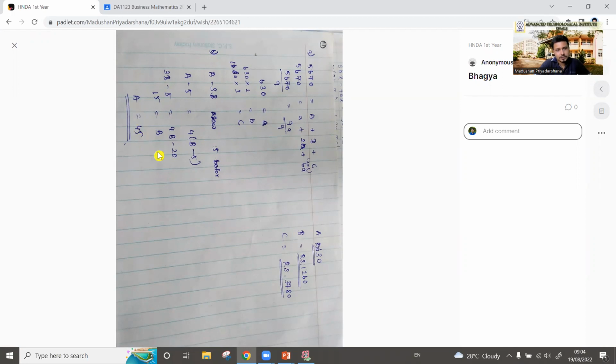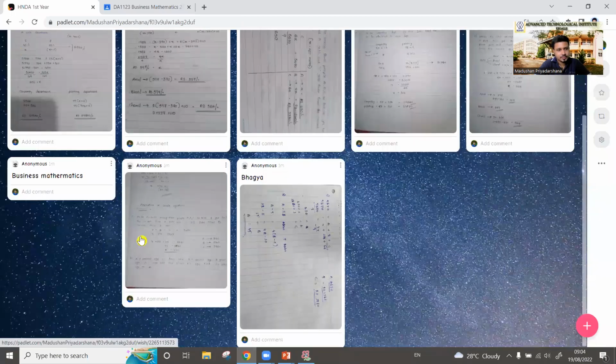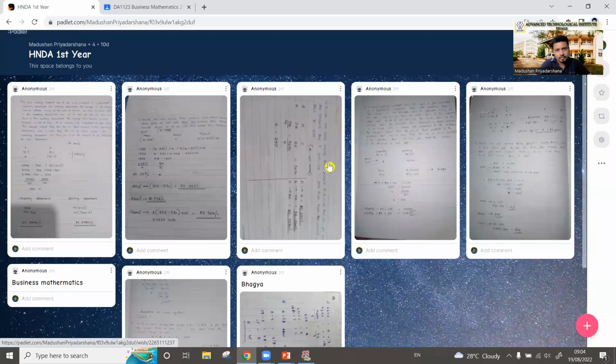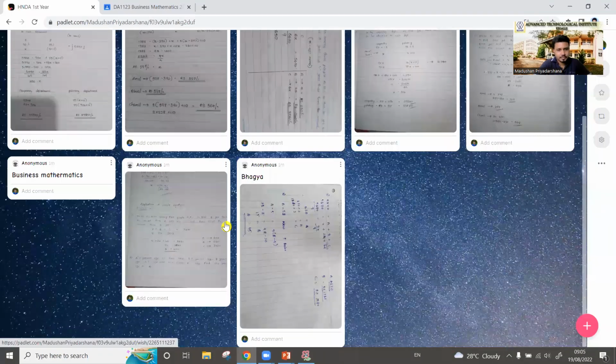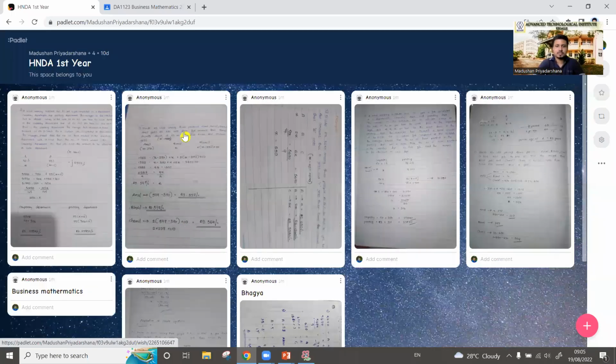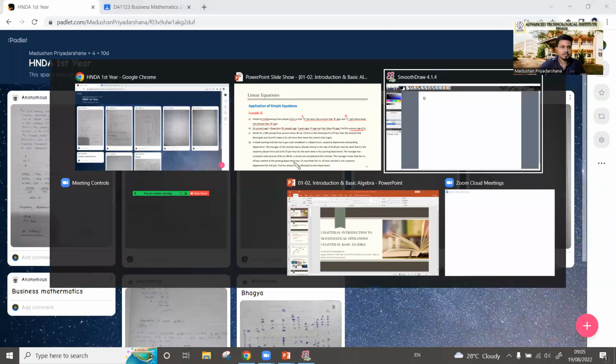A's percentage is 45. Yes, here the correct answer should be 45. But A, where is B? Yes, present age of A is 45 years. Good. So let's take it here.